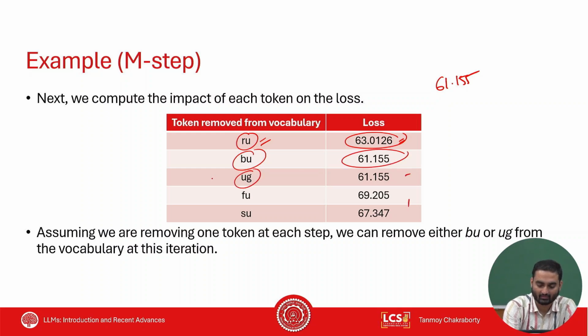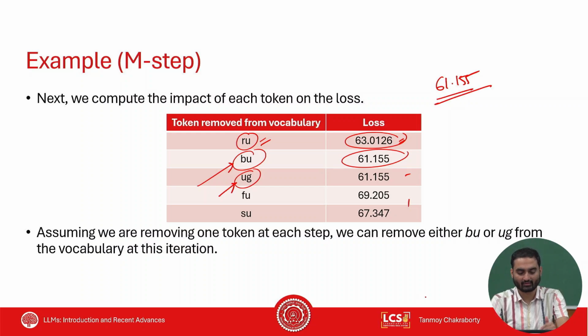Now look here. If we remove the token BU or UG, it will not affect the loss at all, right? So I can remove both BU and UG, or I can remove either BU or UG. So I keep on removing vocabulary entries in this way, and then I stop when a certain vocabulary size is reached. So let me recap what we discussed in this specific algorithm, Unigram Language Model tokenization.